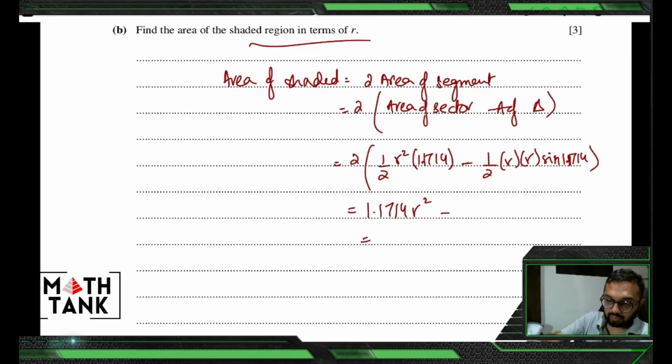I've forgotten to multiply it with 1. Okay, I think I have gotten it correct now. 0.250 r squared. Okay, that's it for this question.